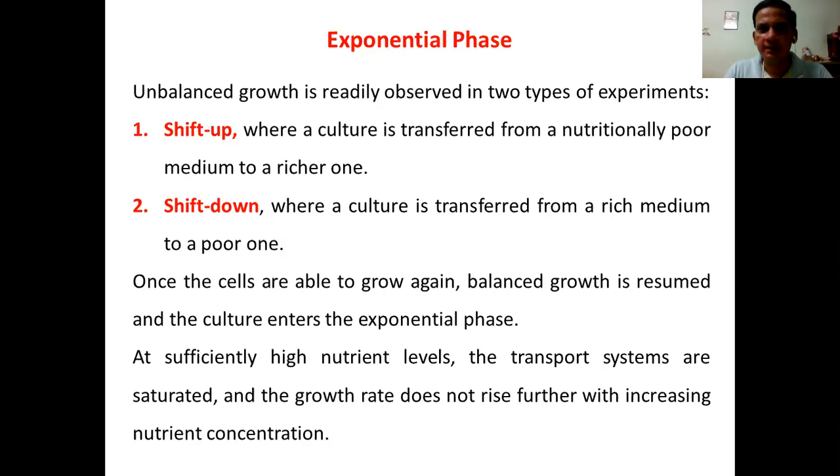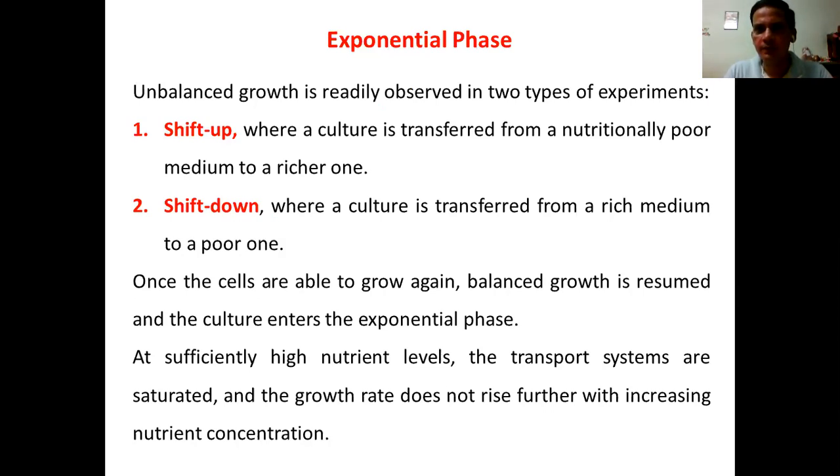There's another thing which is called the shift down. This is when a culture is transferred from a rich medium to a poor one. Let's say a medium A is prescribed for a microorganism. Now from medium A, you transfer that microorganism to a medium B, which is nutrient deficient for that particular bacteria. Then there will be a shift down. Once the cells are able to grow again, balanced growth is resumed and the culture enters the exponential phase.